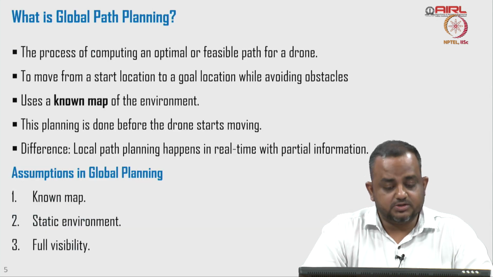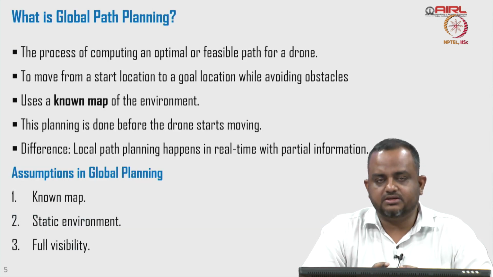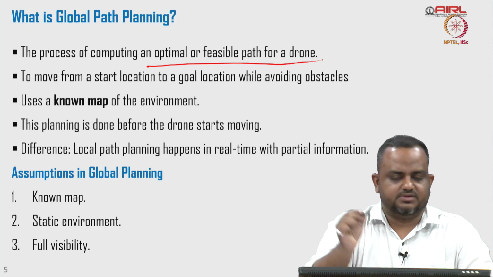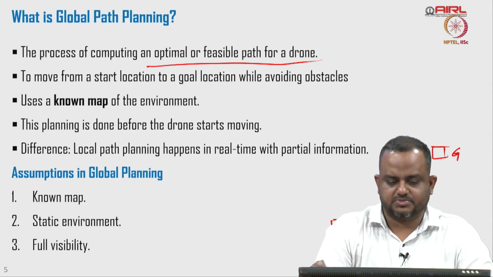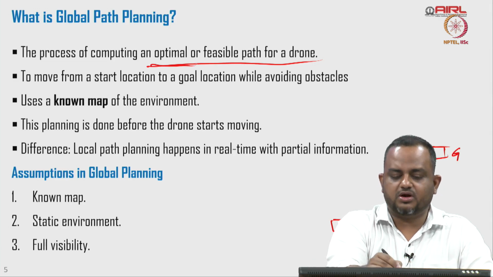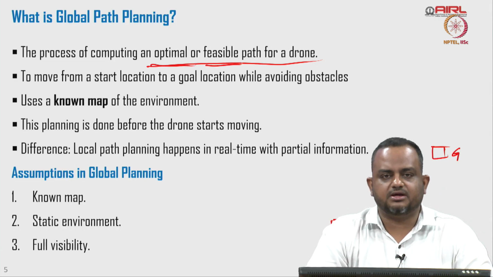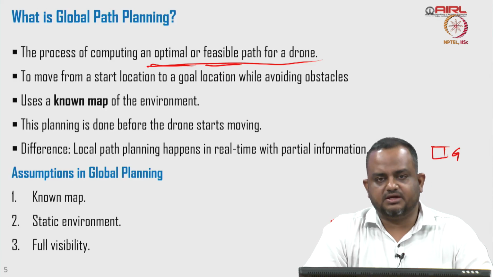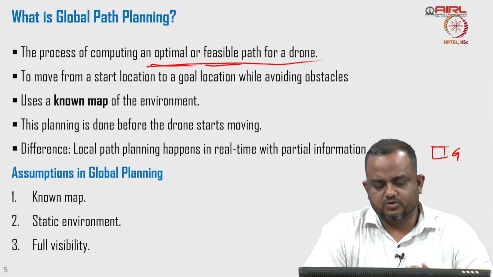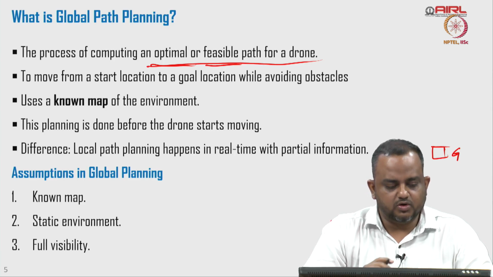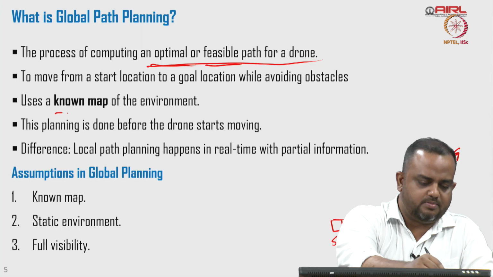Okay. What is global path planning? It is a process of computing an optimal or feasible path for a drone from the start location to the goal location. So, it should be optimal or feasible depending on other constraints like the physical constraints of drones, etc. Okay. To move from a start location to a goal location while avoiding the obstacles, in global path planning we need a known map.